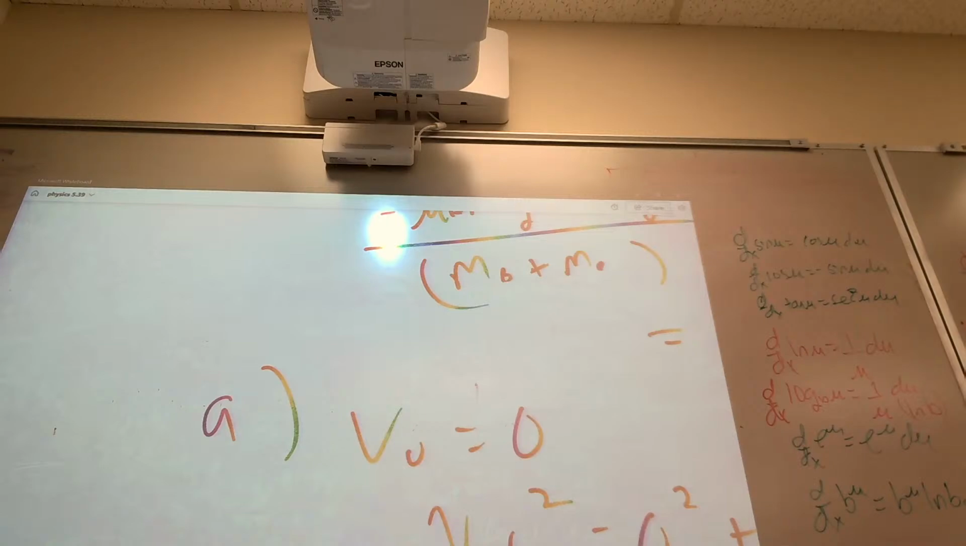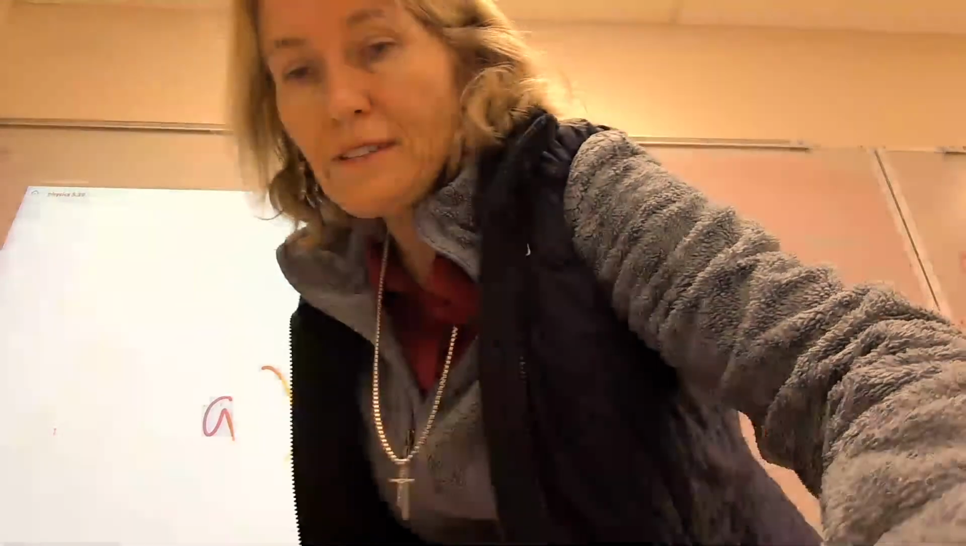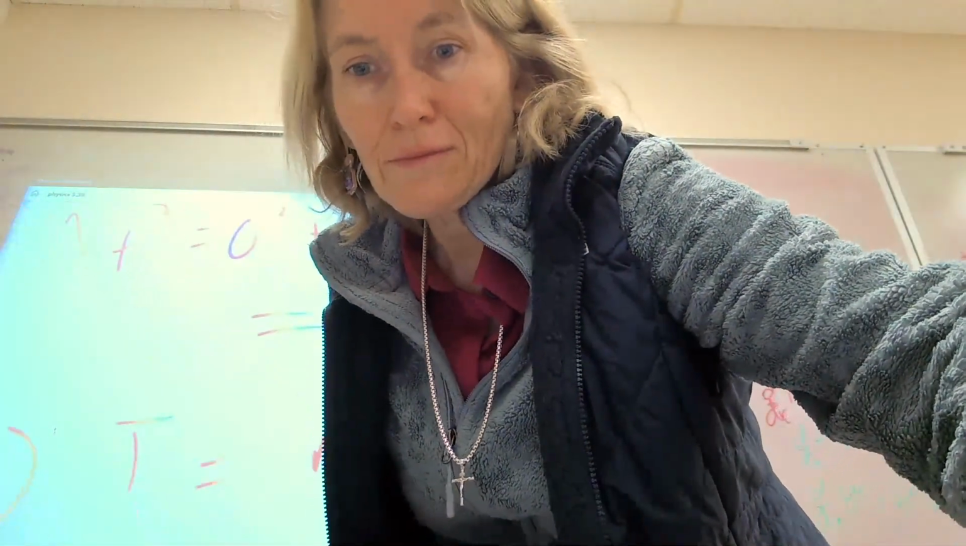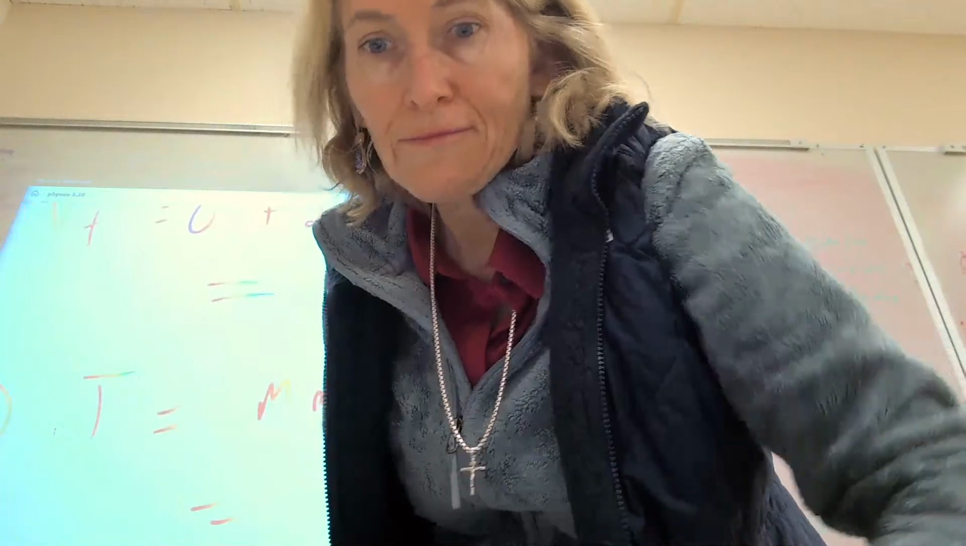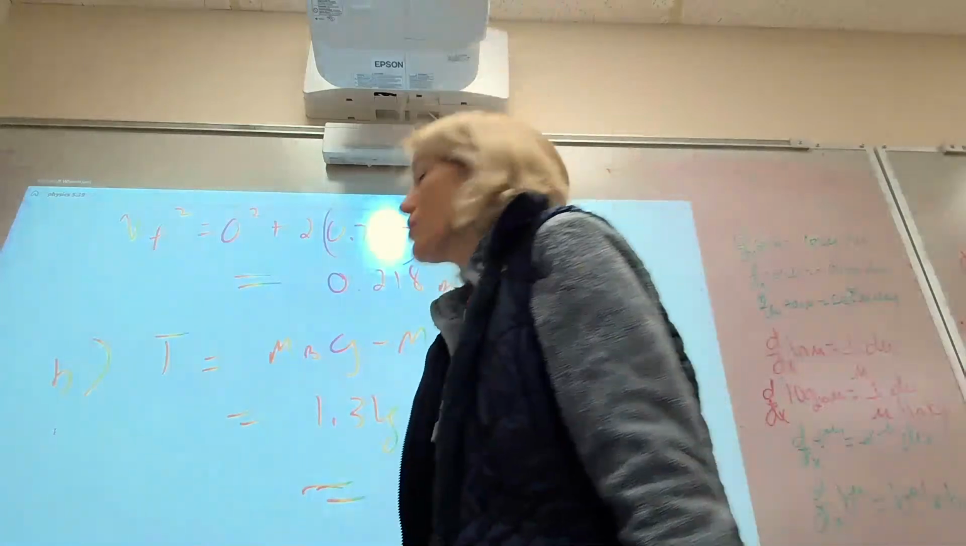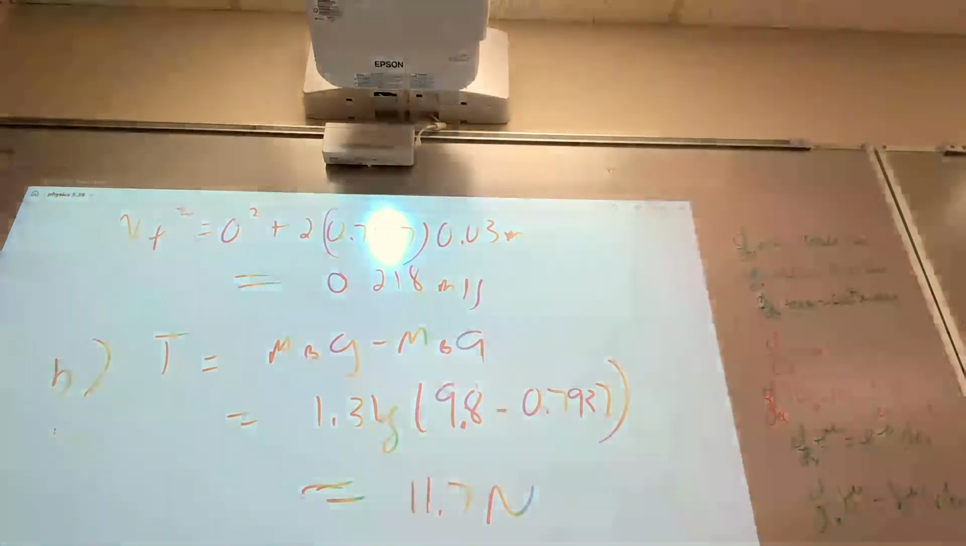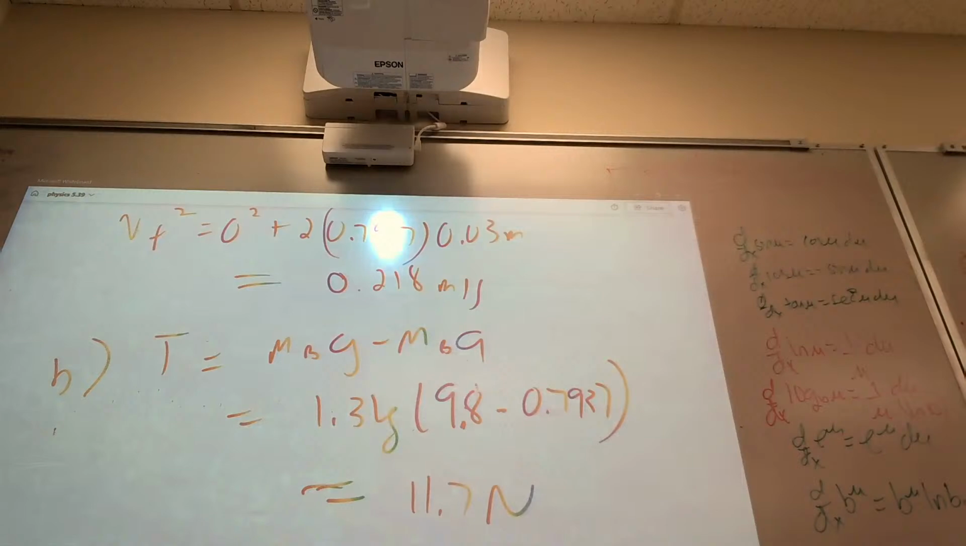You get it. What do you have, Connie? For tension, I got 11.7. Okay, good. So when we plug that into the V squared, we get 0.218 meters per second squared. And then you can use either equation to get your tension. Plug in to get that T. Okay. All right.